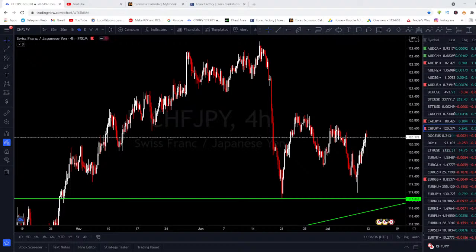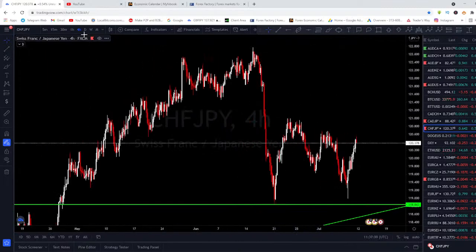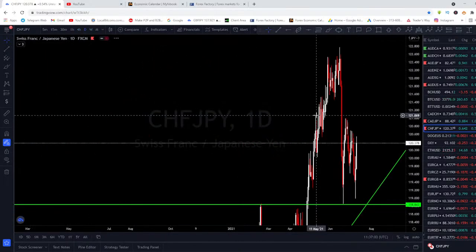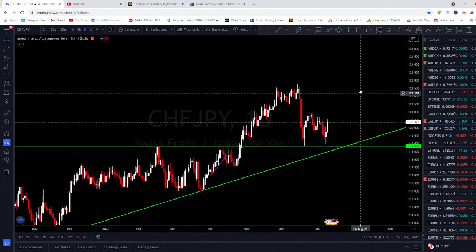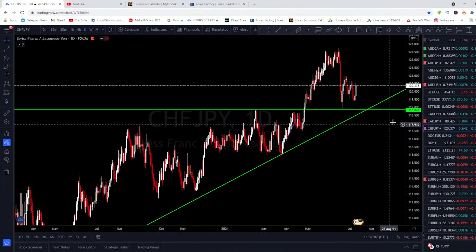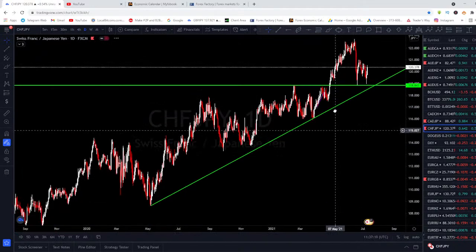But with that out of the way, let's get started with this week's analysis, which is the weekly analysis for 11th of July 2021. So let's get everything started, guys. Like I said, Israel the Trader speaking. So this is CHFJPY. This is the daily time frame right now.